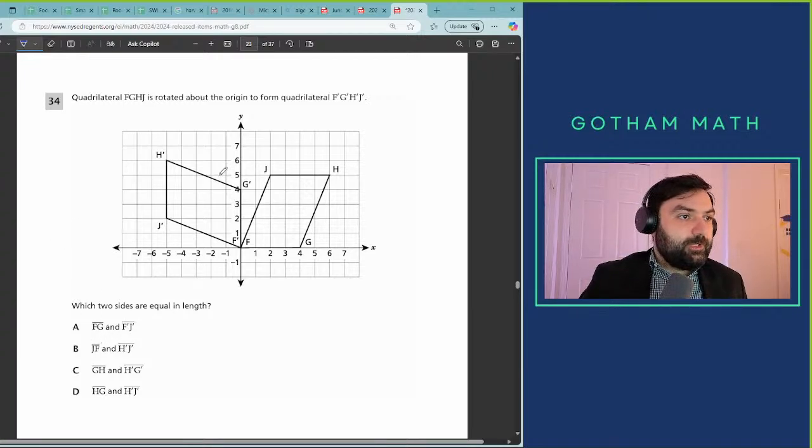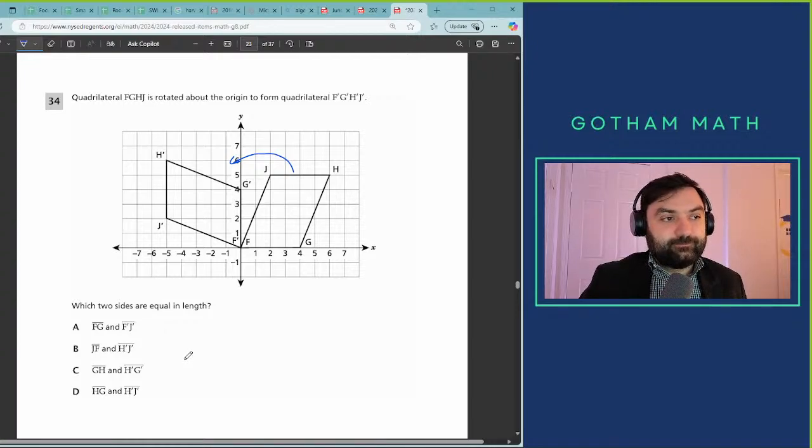Let's go. So we are having some sort of figures here. Quadrilateral FGHJ is rotated about the origin to form quadrilateral F prime, G prime, H prime, J prime. So it went from this one to that one. And the question is, which two sides are equal in length?